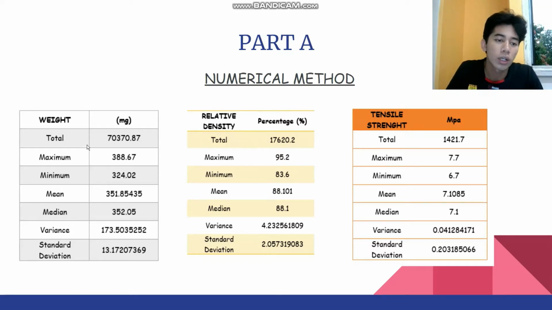We came up with all the values that are crucial for further calculation. This is for weight: maximum, minimum, mean, median, variance, and standard deviation. It is the same for relative density: total, maximum, minimum, mean, median, variance, and standard deviation.